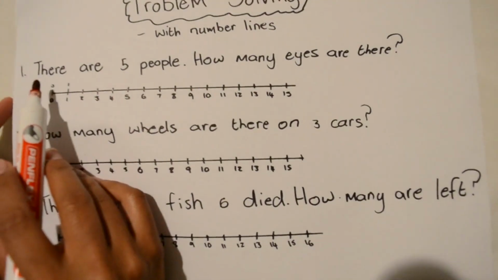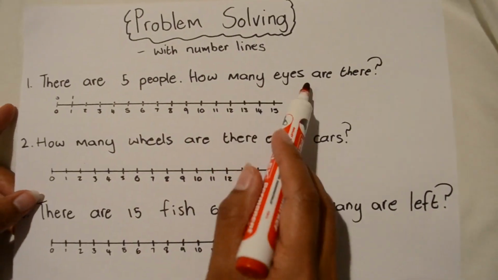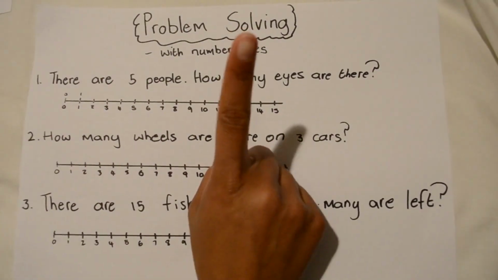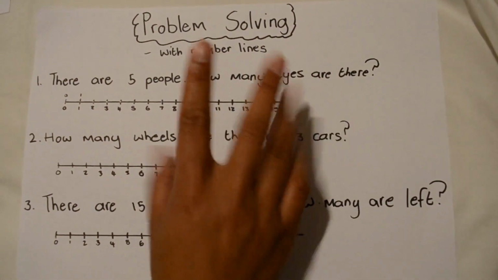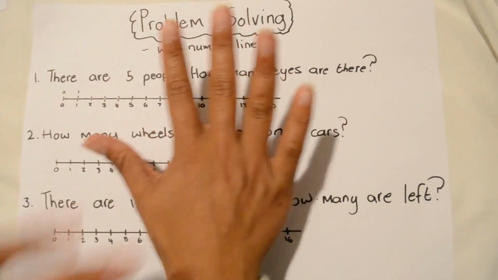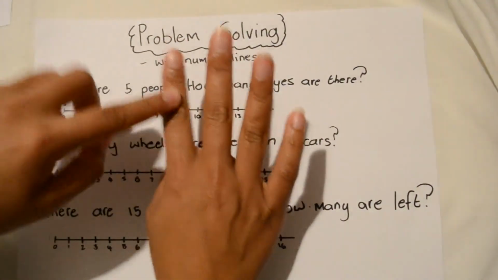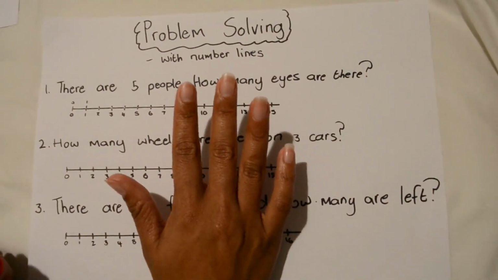So number one says, there are five people. How many eyes are there? Okay, so you must remember that on one person, there's how many eyes? Two eyes, okay? So now there's five people, and there's two eyes on each. So we're going to just use the number line to get our answer, okay?